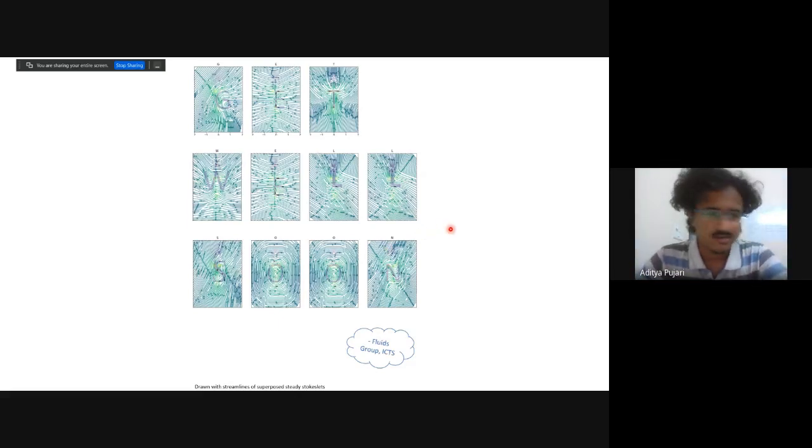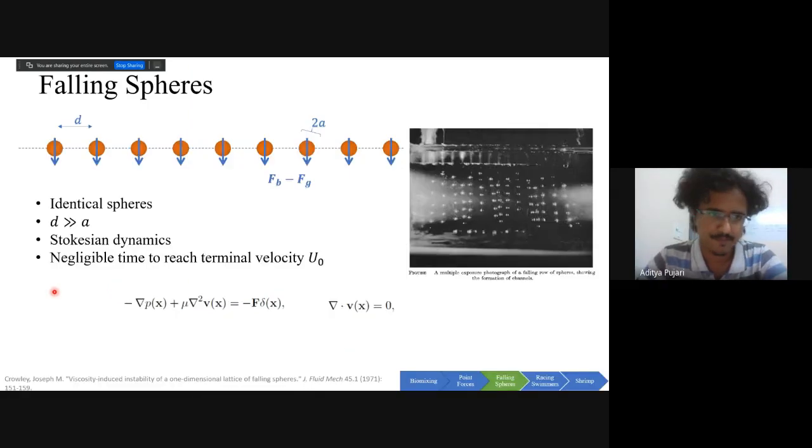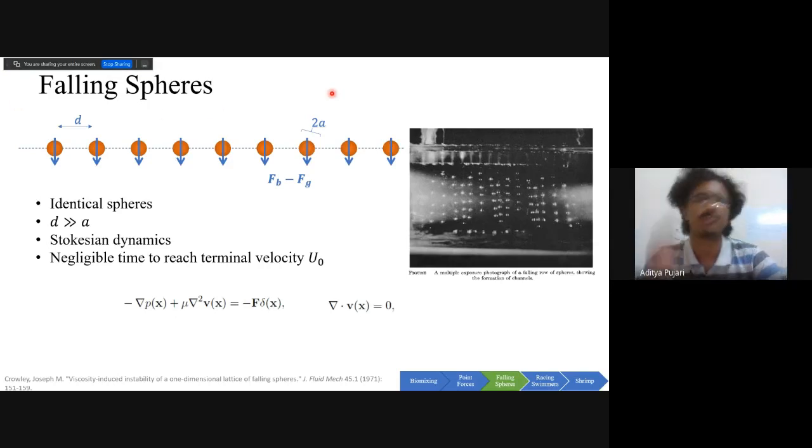Okay, so carrying on. Now we have a background with what the point forces are exactly. So now we can move on to solving that problem statement I was talking about earlier. The problem statement is as follows. Let's say you have an array of spheres kept in a fluid and they're falling. Each of these spheres is spaced d distance apart, and each is the same size with radius a. Now we want to see what the resultant dynamics would be.